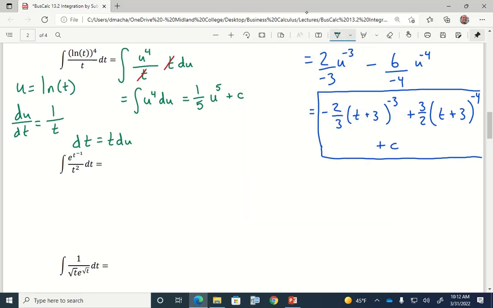Okay. So 1/5 u to the fifth plus c. Now I just have to undo my substitution and remember that u is equal to natural log of t. And so I get 1/5 natural log of t all to the fifth power plus c. And that was way shorter and easier than the previous example. We even guessed the correct u on the first try. That's the hardest part.